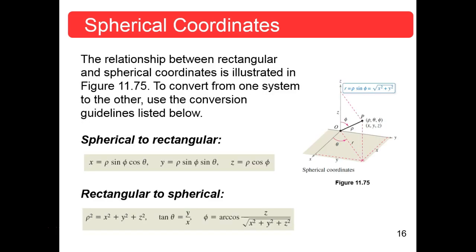So the relationship between rectangular and spherical coordinates is illustrated in this figure, and it's a rather strange relationship. This is one I just want you to see, to recognize, so if you ever need it, you'll know where to look to go back and find it. To convert from one system to the other, use the conversion guidelines listed below. So, spherical to rectangular.